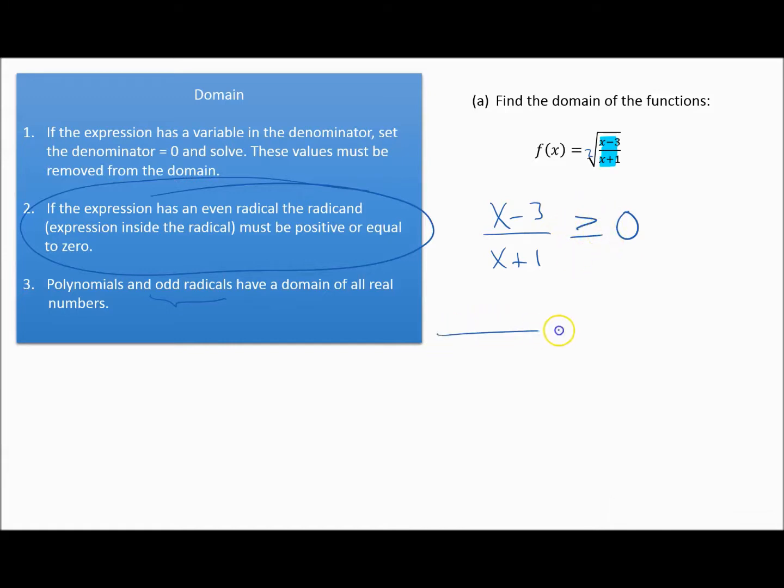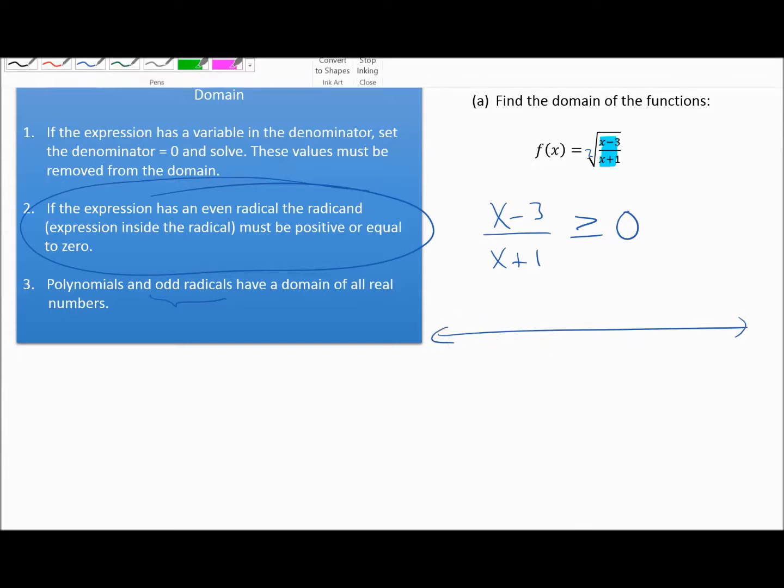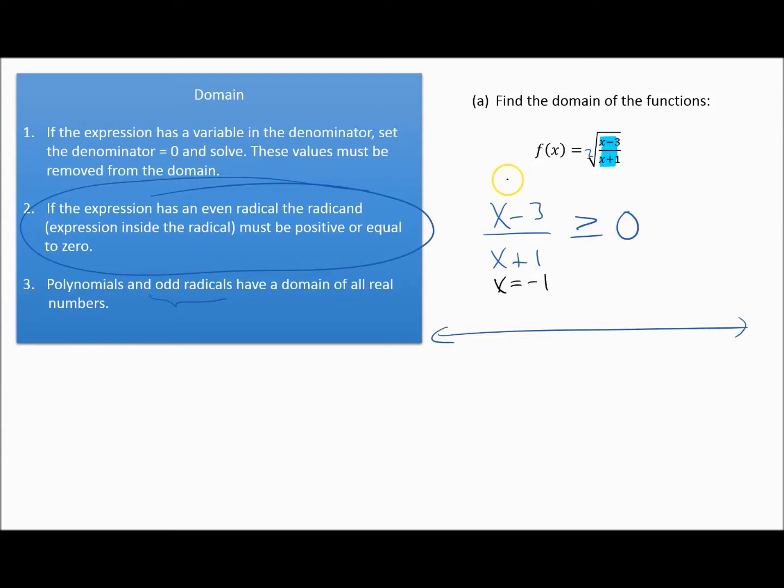Remember, the rule is you draw yourself a number line, and any value that makes the denominator 0, which would be x equals negative 1, and any value that makes the numerator 0, which would be x equals 3 in this case, you put on that number line. So here's negative 1, here's 3. Here's the deal, though. From the denominator, it cannot include that value, so hence the open circle. In the numerator, it depends on what the inequality is. Now, if you're finding a domain, that inequality is always going to be greater than or equal to 0, so you can include the 3 because of the equal to part.